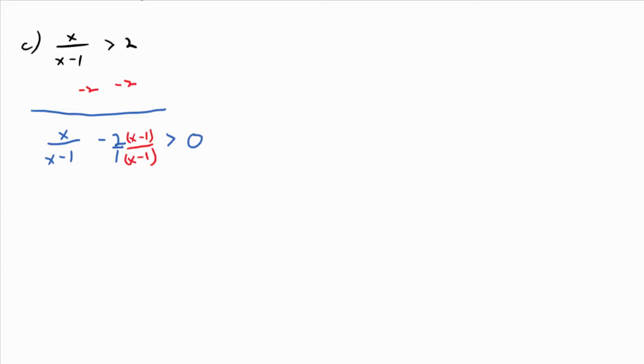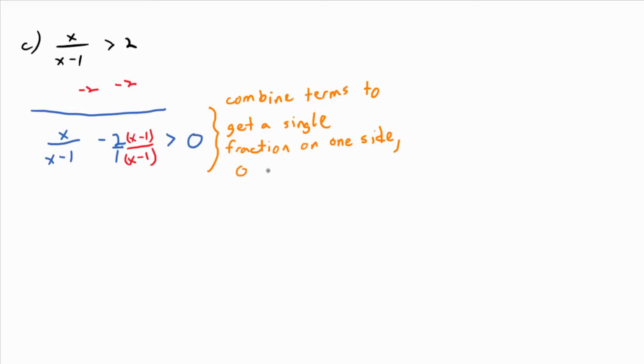In this step, what I'm doing is getting a single fraction. Combine terms to get a single fraction on one side, and then, of course, 0 on the other. That's the first step that you have to do. And then it'll look like the last problem after we do that.